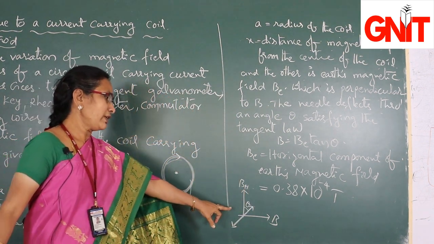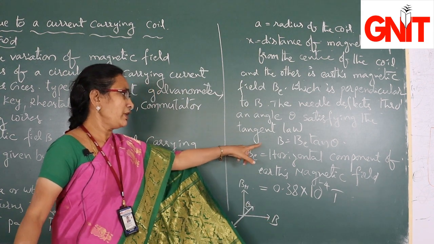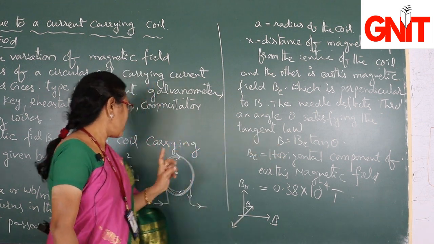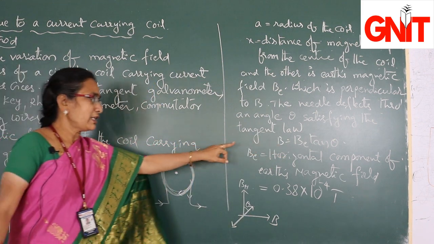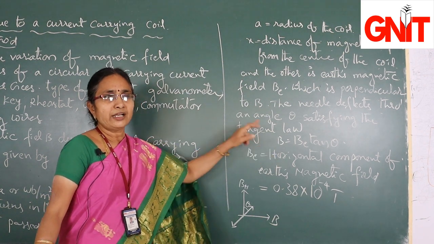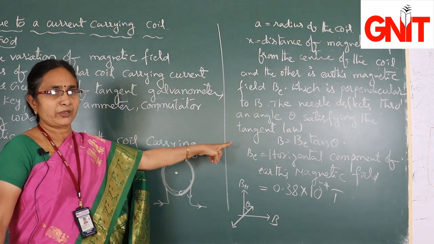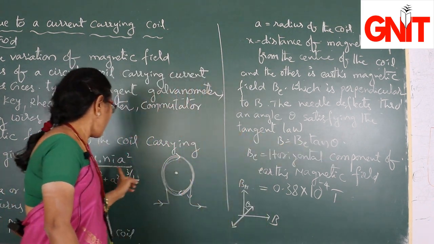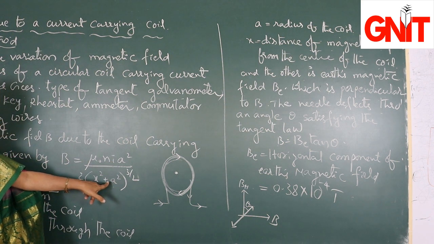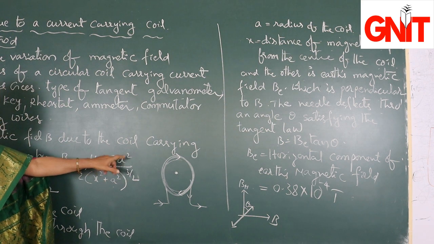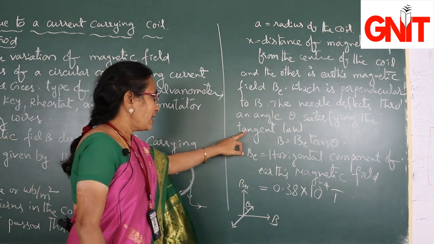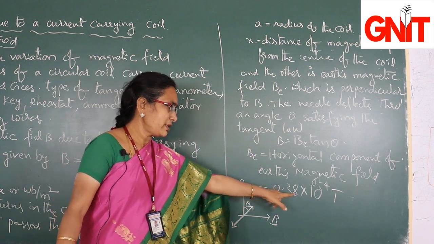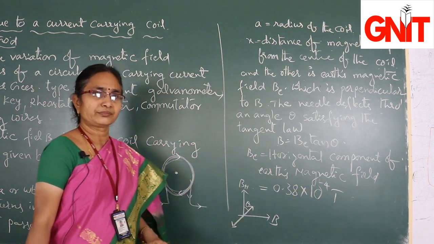We measure that angle in our experiment, and we calculate the magnetic field using the formula B equals BH tan theta. This is one formula which you are using. The other is the formula for magnetic field from the coil, and we compare these two magnetic fields in our experiment. This one you measure by measuring the angle, and the other you measure by measuring the distance along the axis of the coil and the radius of the coil. The BH value, the horizontal component of Earth's magnetic field, is 0.38 into 10 power minus 4 Tesla.